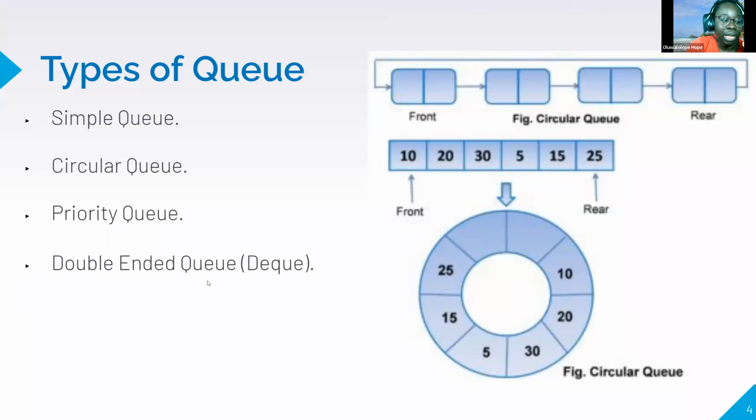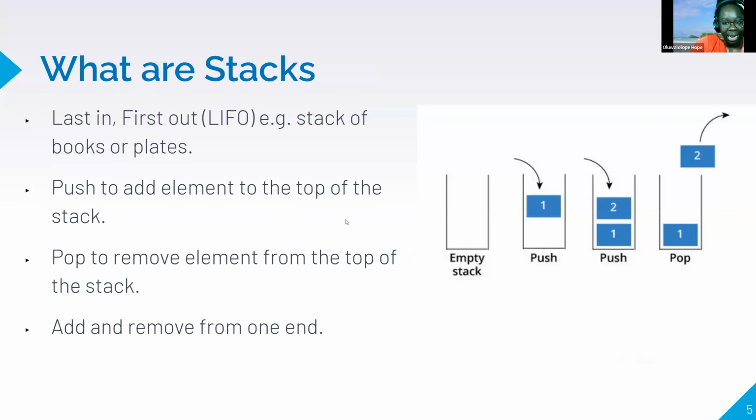Priority queue also, and something called a double-ended queue, where you remove and add from one end and also remove and add from the other end. And yeah, that's that about queues.